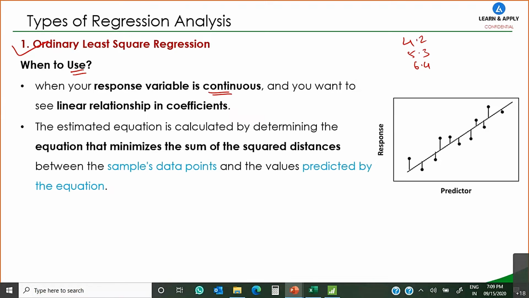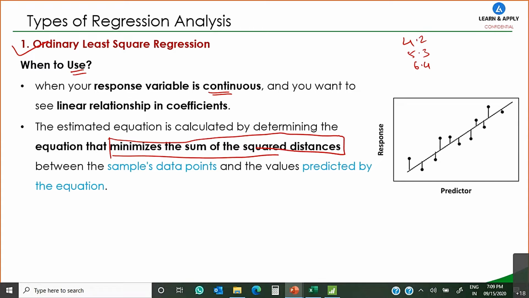The estimated equation is calculated by determining the equation that minimizes the sum of square distances between the sample data and the line. Minimizing the sum of square distances is a very important term related to regression. We are going to see a very small simulation related to that, because if I explain it using theoretical values or the formula, it will be really impossible to understand.